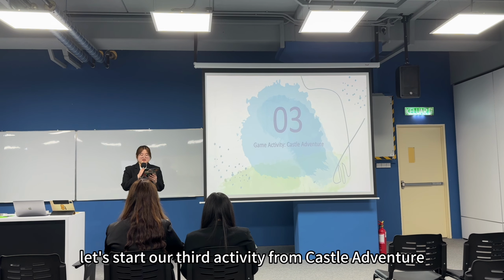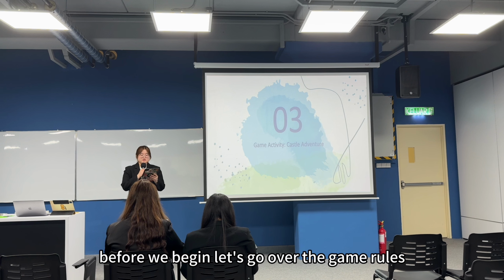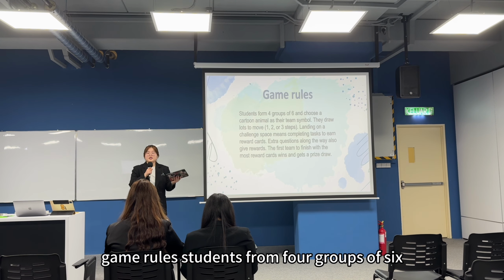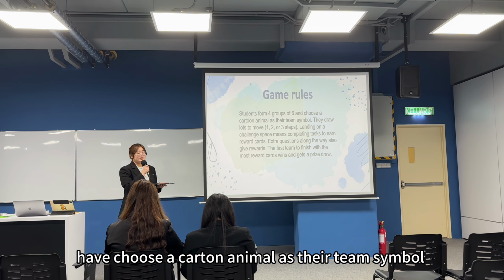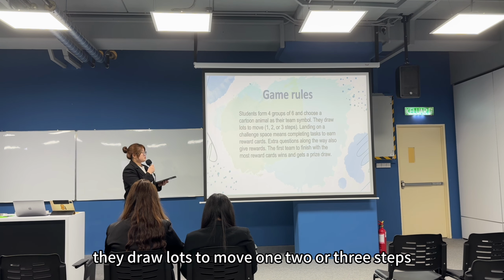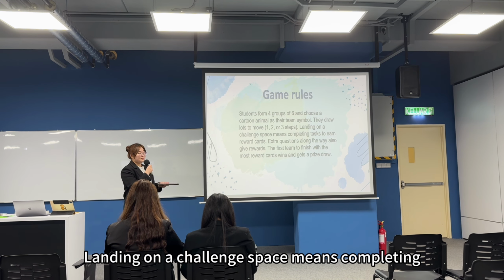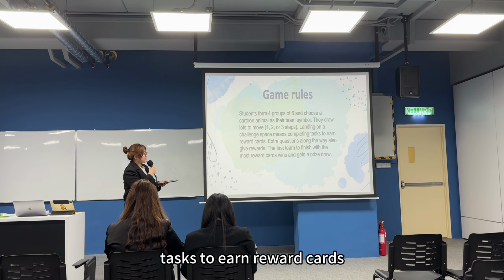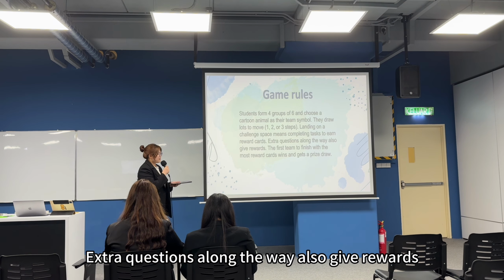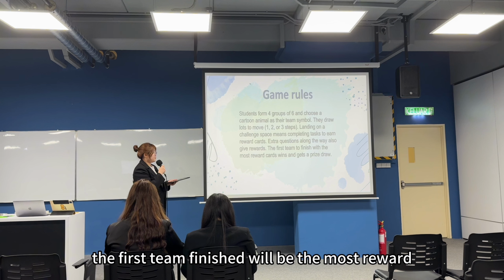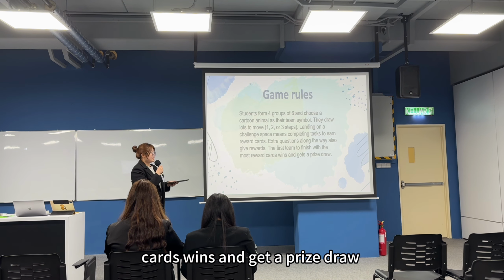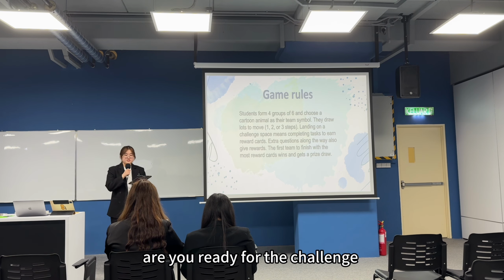Alright, let's start our third activity from Castle Adventure. Before we begin, let's go over the game groups. Students form 4 groups of 6 and choose a cartoon animal as their team symbol. They draw lots to move 1, 2, or 3 steps. Landing on a challenge space means completing tasks to earn reward cards. Extra questions along the way also give rewards. The first team to finish with the most reward cards wins and gets a prize too. Are you ready for the challenge?